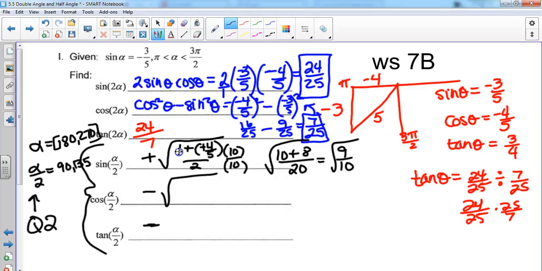I just did 1 plus 4/5 is 5/5 plus 4/5, which is 9/5. Divided by 2 is 9/10. Okay, so we got the same thing. Square root of 9 is 3. Denominator is square root of 10, so we have to rationalize. We get 3 square roots of 10 over 10.